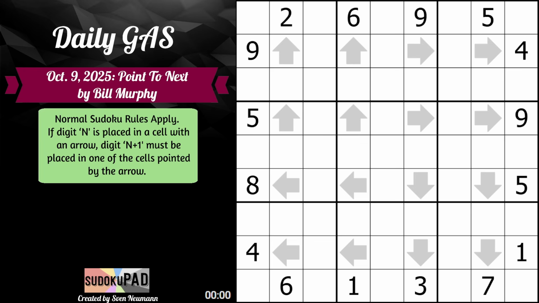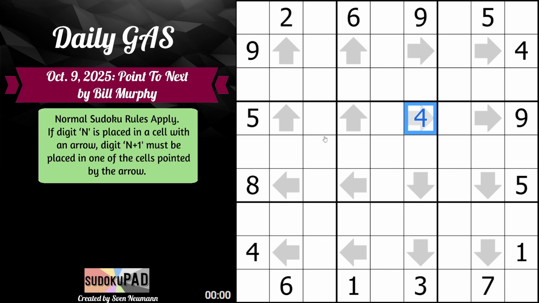Well, if we take a look here, this cell contains a big fat gray arrow, the return of the big fat gray arrow. So if it contained a 2, let's say, that would mean that in one of these three cells that is pointed to here, there must be a digit n plus 1, or 2 plus 1, which is 3. So one of these three cells would have to be 3.